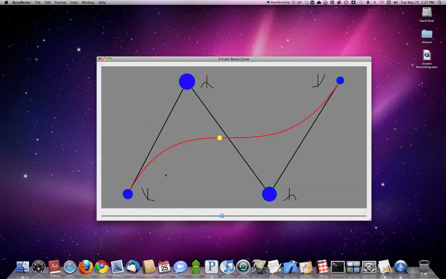This brings us to the fourth component, which is the set of black straight lines connecting the control points. These are sometimes referred to collectively as the control polygon for the curve.